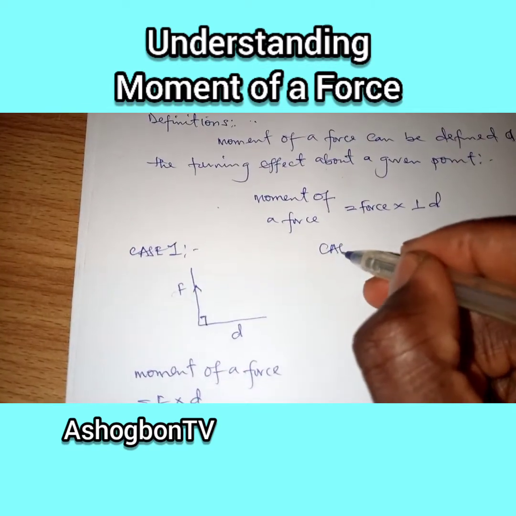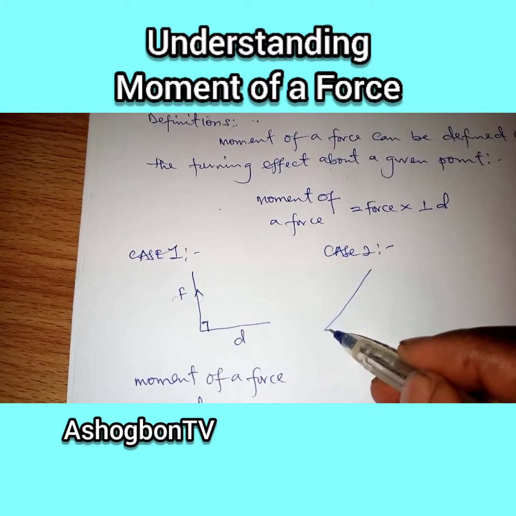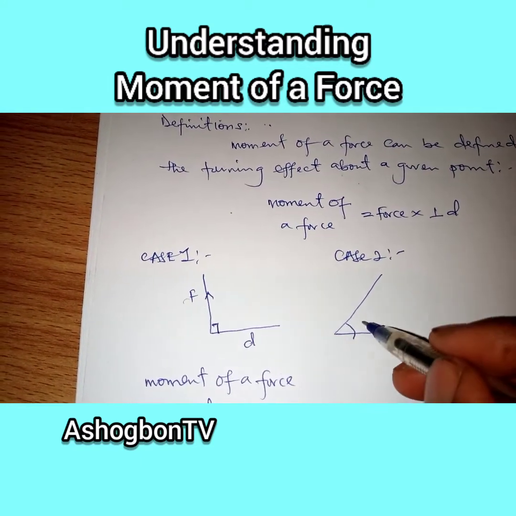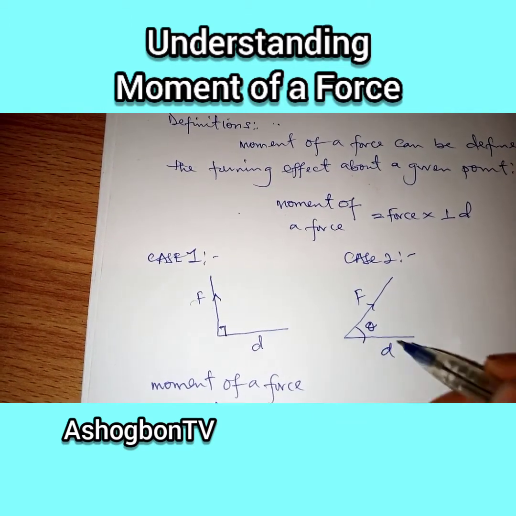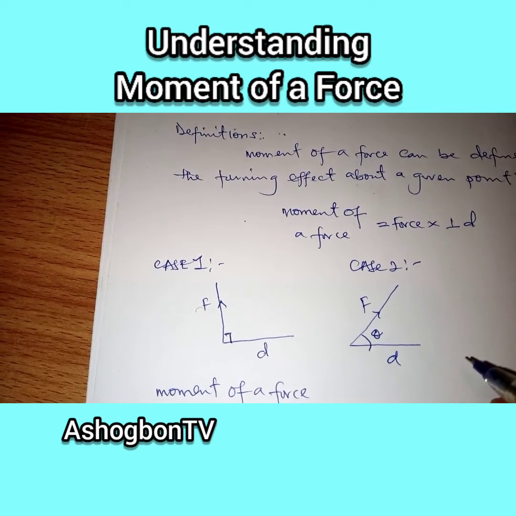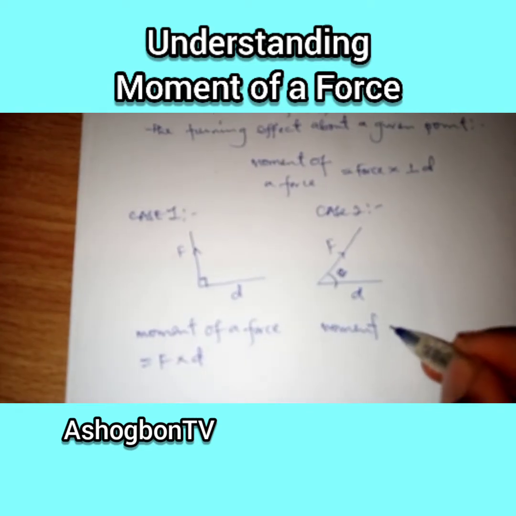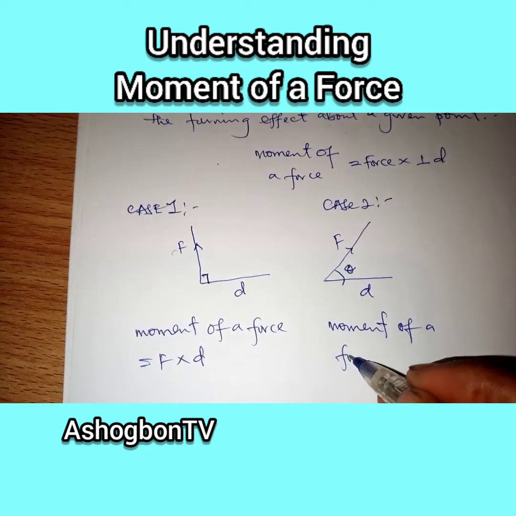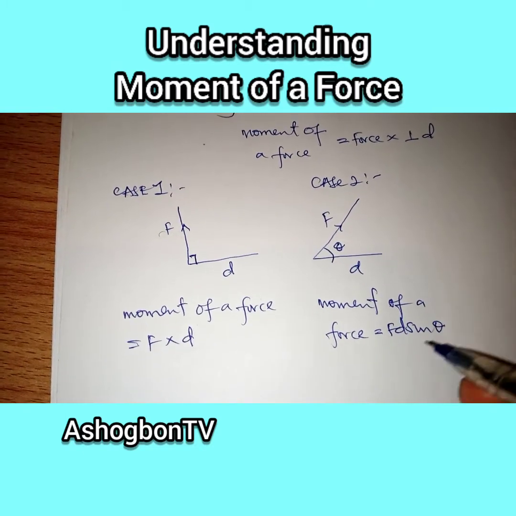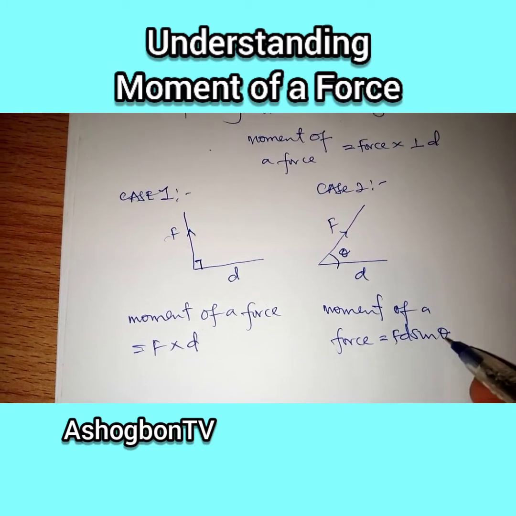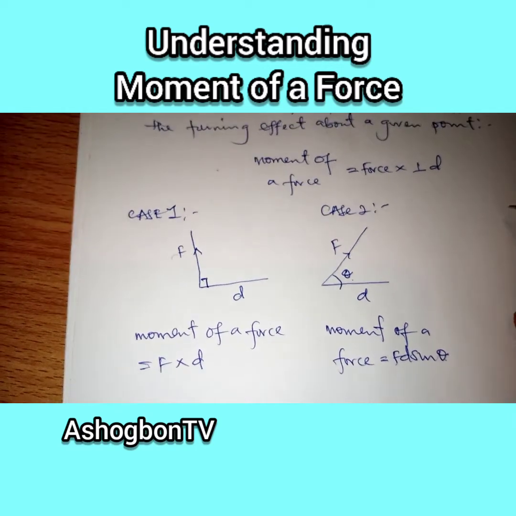Now let's see case 2. In case 2, let's assume you are given questions where the force is inclined at a particular angle theta to the distance covered. Here we use the formula moment of a force equal to Fd sine theta. Fd means force times distance sine theta. So any angle you are given here, substitute the angle here and you will get the answer.